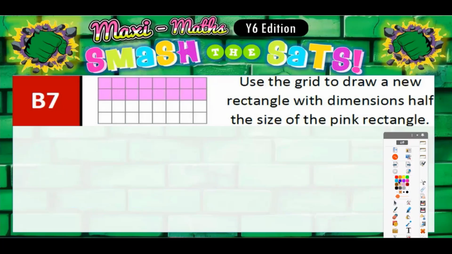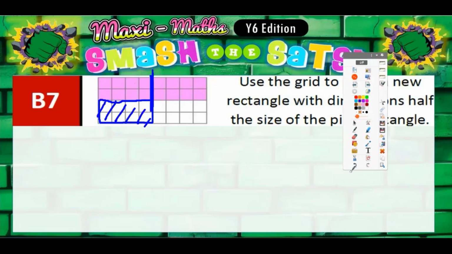Question B7. Use the grid to draw a new rectangle with dimensions half the size of the pink rectangle. Now, what you've got to be very careful of here is that you don't just half that pink rectangle area-wise. You don't just split it in half like that and say, well, there's my answer. That would actually be wrong.